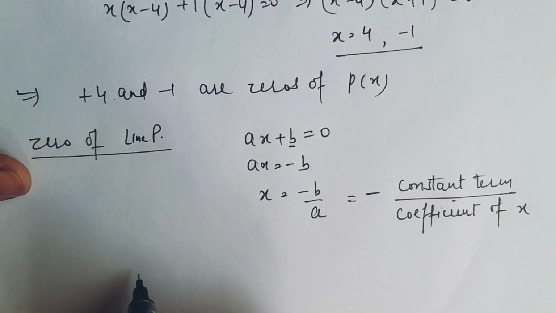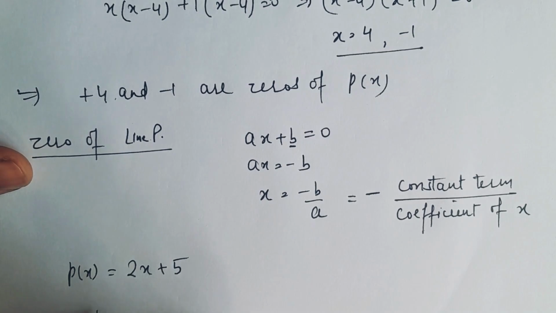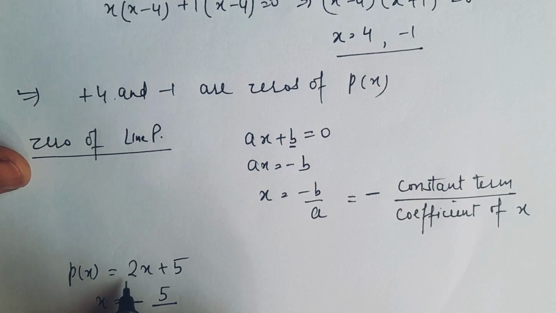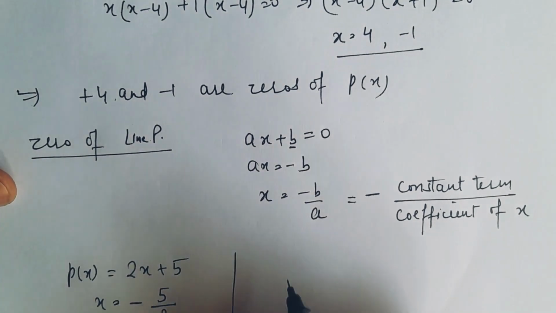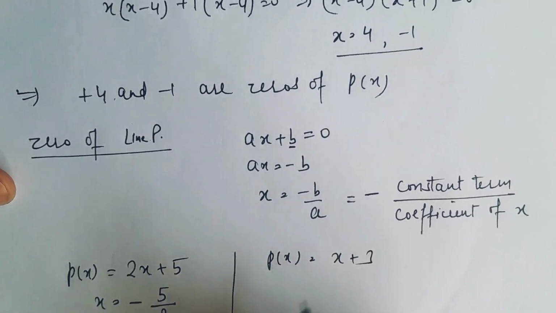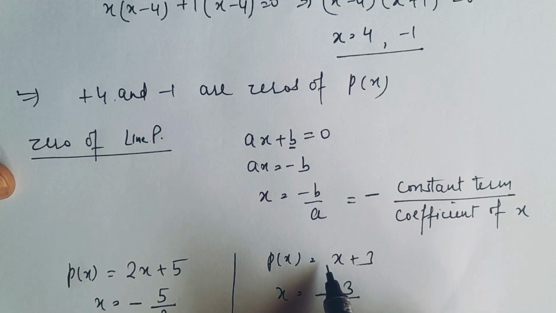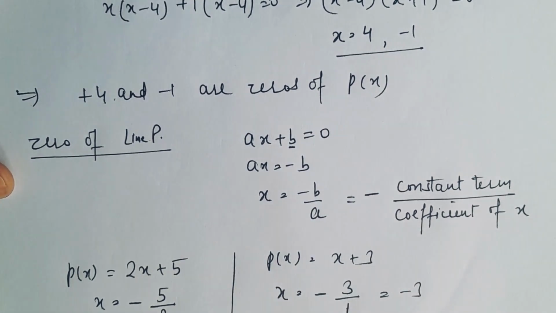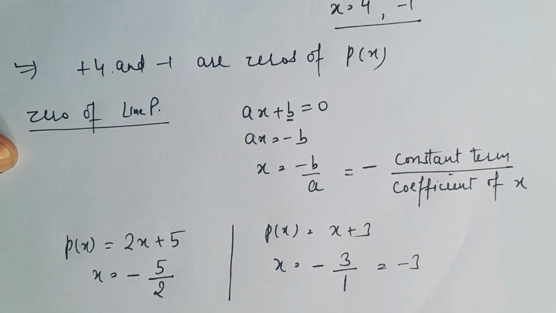So in the example above we took 2x plus 5. If we want its zero directly, then by the formula we can find that minus of the constant term, which is 5, by the coefficient of x, that is 2. So minus 5/2 will be the zero of this polynomial. Directly we can find it in the case of a linear polynomial. Suppose I take the polynomial x plus 3. Here we have to find the zero. So minus the constant term, which is 3, by the coefficient of x, which is 1 here. So minus 3 will be the zero of the polynomial. So we can find the zero of a linear polynomial like this.